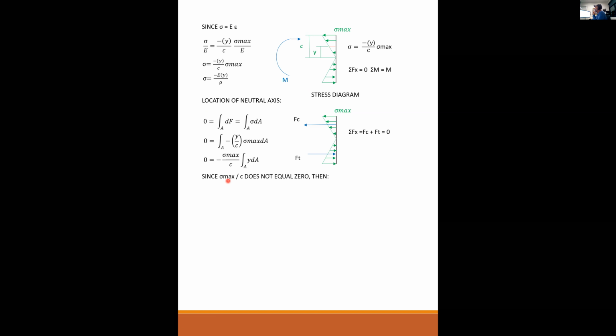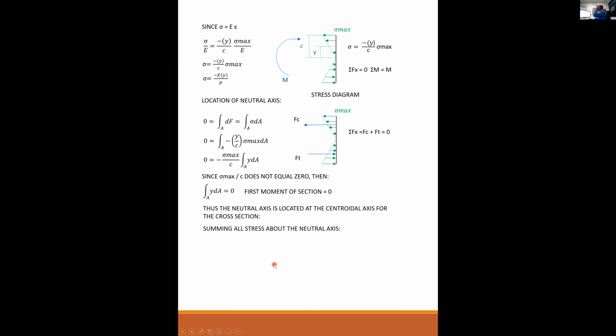And since sigma max over c does not equal zero, otherwise there's no load and the whole thing's trivial, that means that the integral over A of y dA has to equal zero. So that means the first moment of the section has to equal zero. Thus, the neutral axis has to be located at the centroidal axis for the cross section. It's saying that all of this has to equal all of this, and that's only true if it's equal to zero right at the neutral axis.